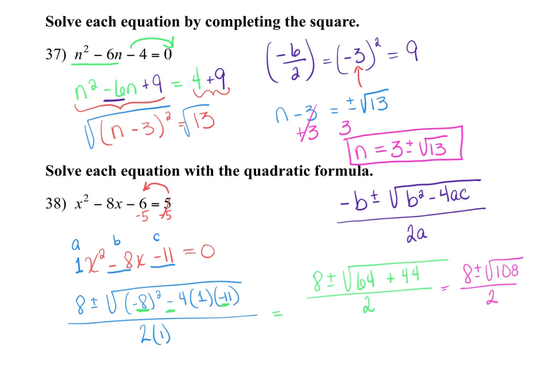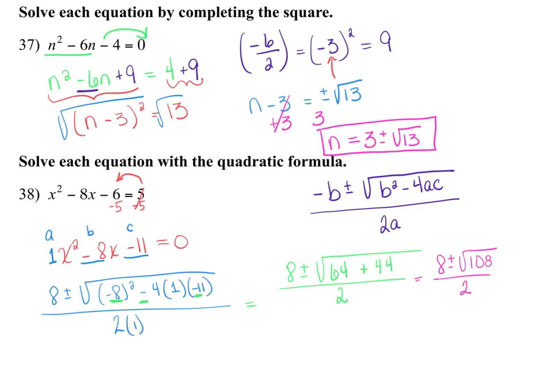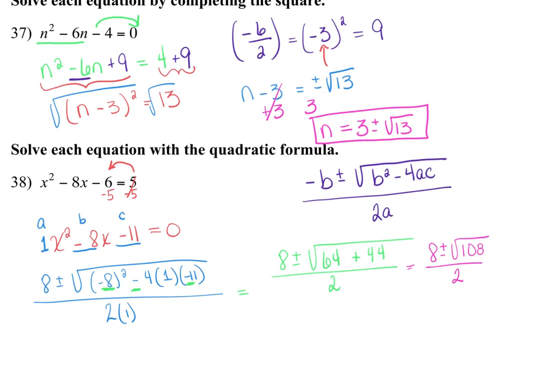And then I need to simplify that 108. Just like I've been simplifying the radicals all along, I'm going to use my factor tree. So I'm going to take the 108 and use my factor tree. We can put a 2, 54, 2, and 27, 3 and 9, 3 and 3.